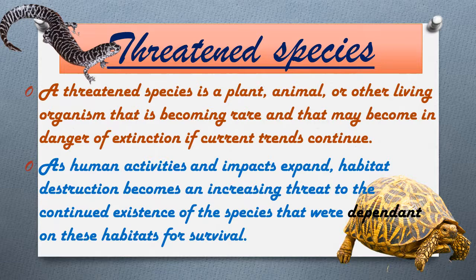As human activities and impacts expand, habitat destruction becomes an increasing threat to the continued existence of the species that depend on these habitats for survival. That means deforestation is the main reason. Deforestation and construction of dams are the main reasons for threatened species, that is, for the extinction of a species in the near future. So we have to conserve the species.